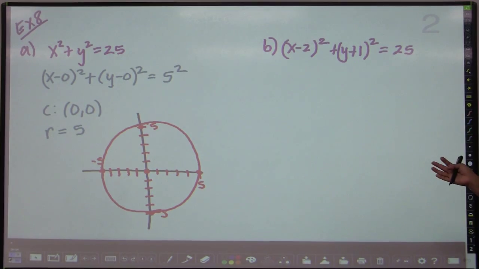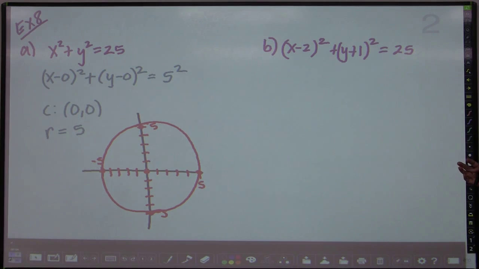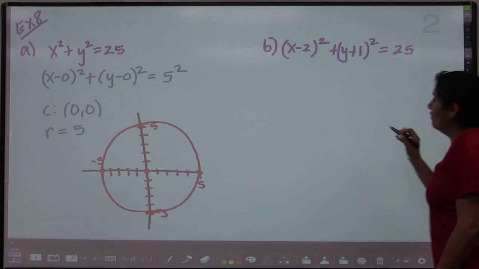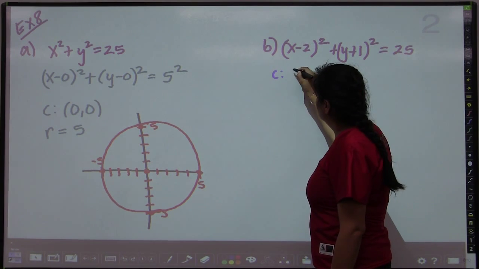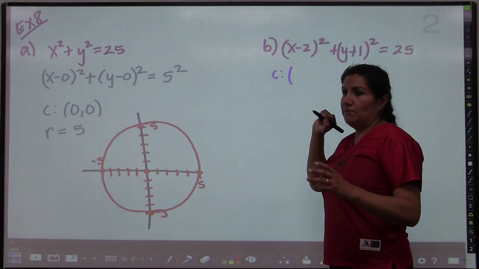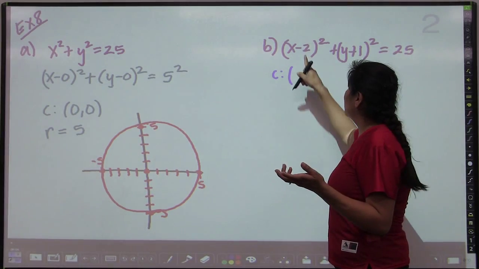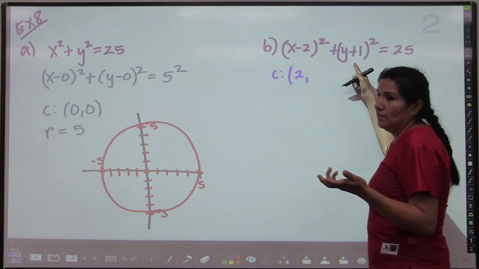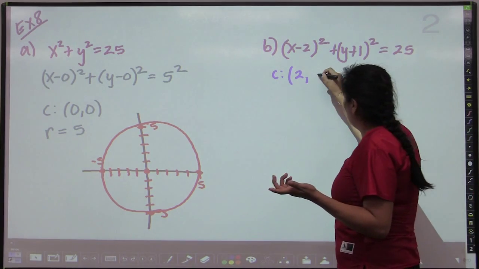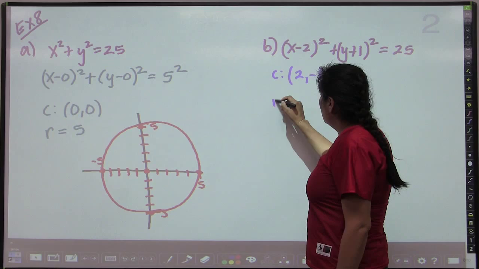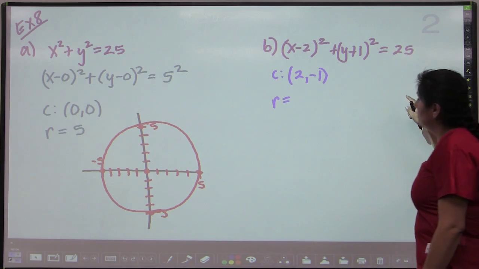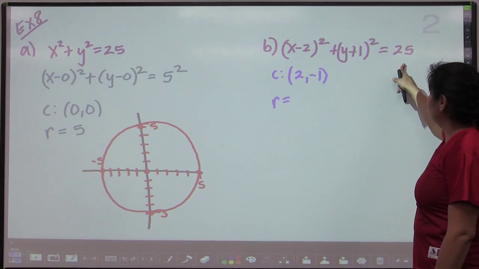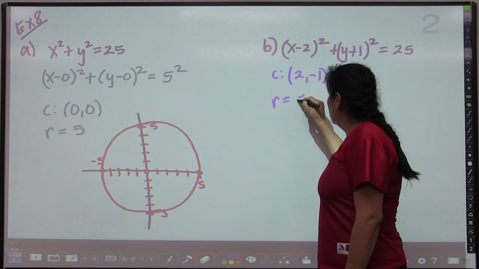And so now for part B, same thing, only in part B, you actually can see that there is an H and a K, right? And so the first thing I want to do is identify the center. Remember what I said about the value being opposite? Because this is a -2, we're going to have a +2 for my x and a -1 for my y, for my center. And the radius is going to be 5 again, right? This is 5 squared, so 5.